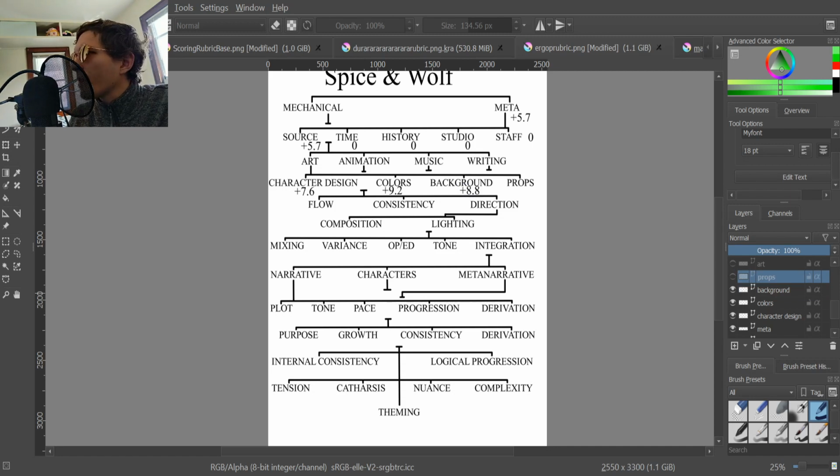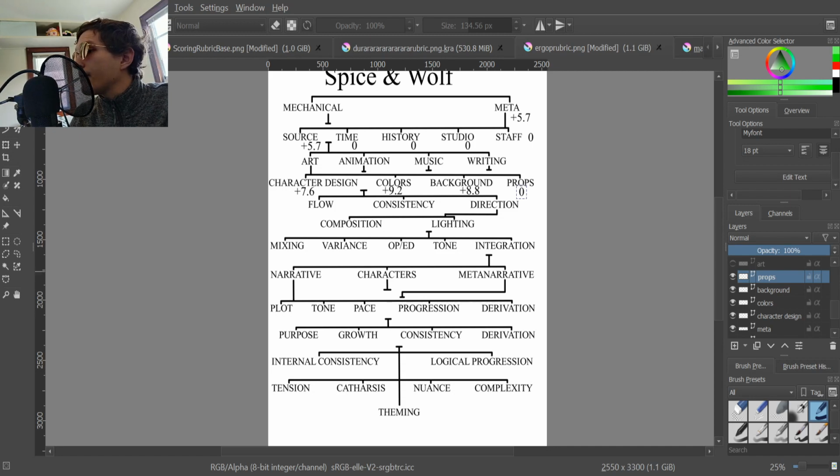And props. There's not very many props in this. At most, the thing that you would see most is gonna be Lawrence's cart, or the little bag of wheat that Holo keeps around her neck. Props in this are not that strong. They don't really matter. So we're going to give that a 0.